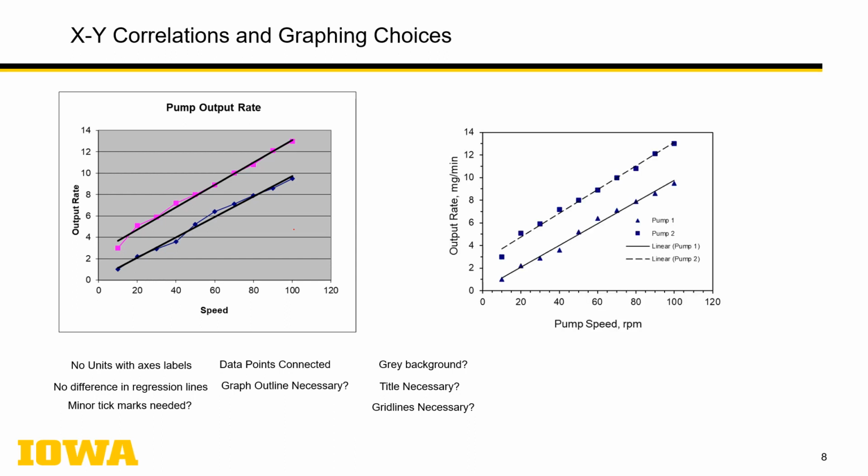here's the exact same data, obviously all cleaned up. There are axes labels now, or the units are there. There's also a legend to delineate between pump 1 and pump 2. The regression lines are different as suggested, and the axes labels have the units. So that would be a far more appropriate graph to put into a final publication, for example.